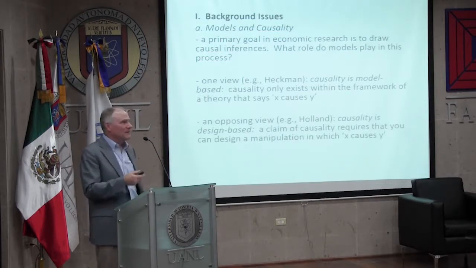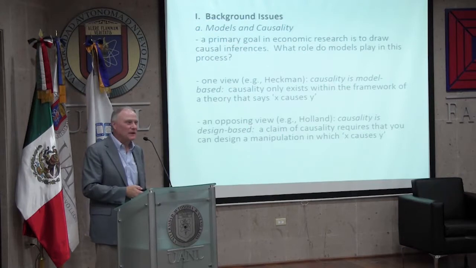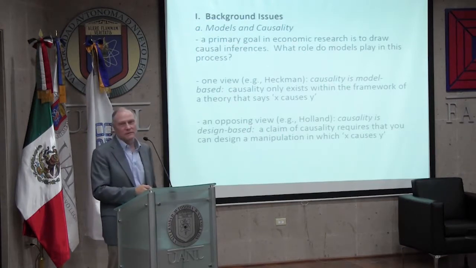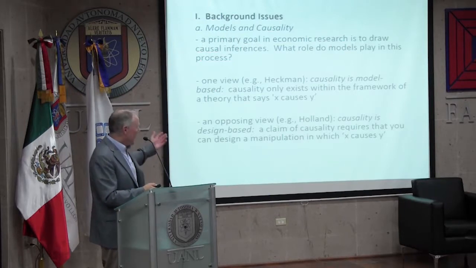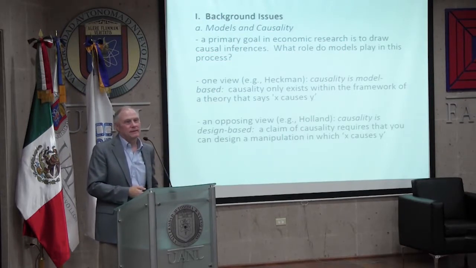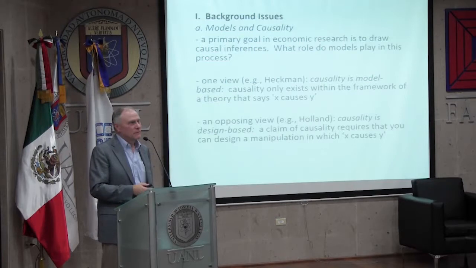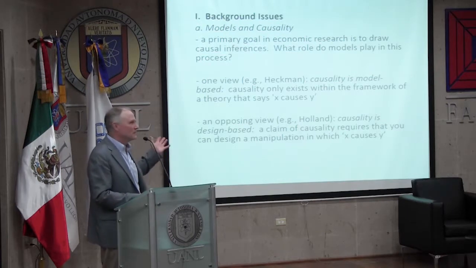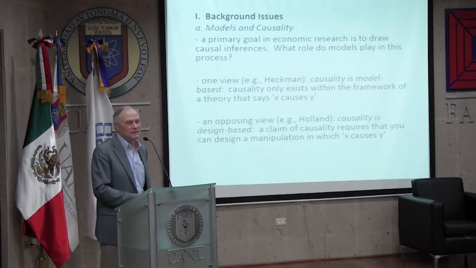So I'm going to show you those two views, but I don't really have an opinion on which of those is right. It seems like both of those are somewhat extreme. For example, Holland's view says you can't really tell whether gravity causes the Earth to move around the sun because we couldn't really propose a manipulation of that. So Holland's view kind of rules out the entire field of astrophysics.